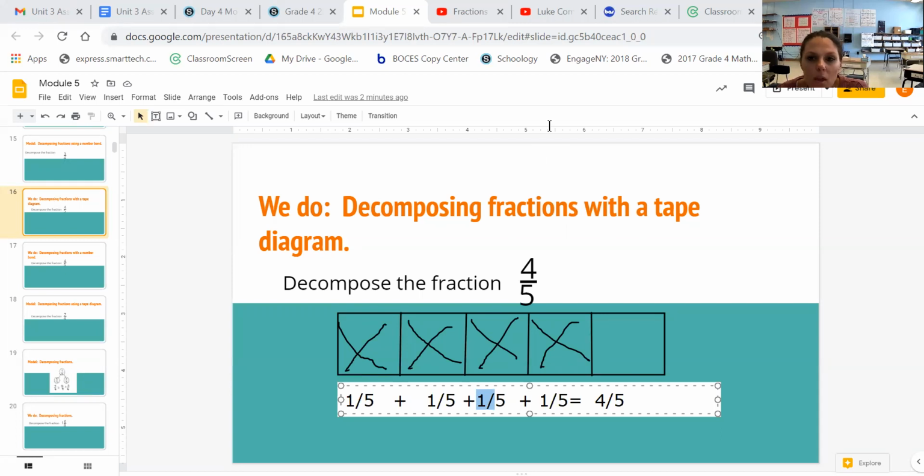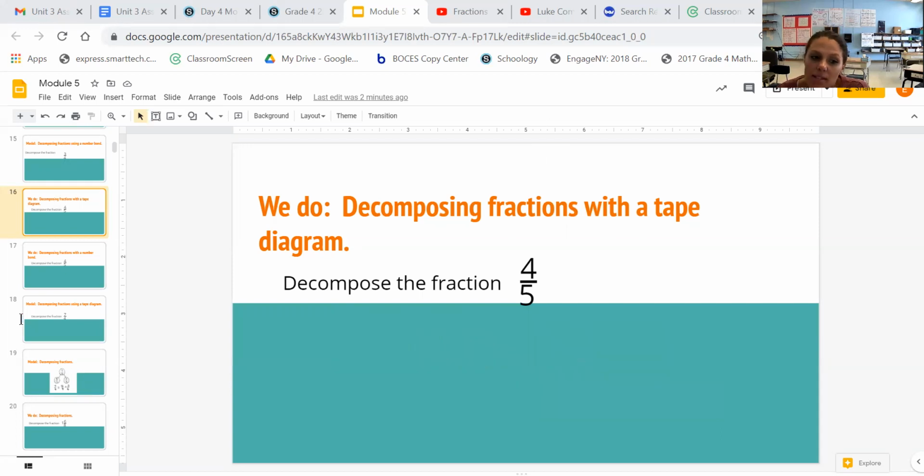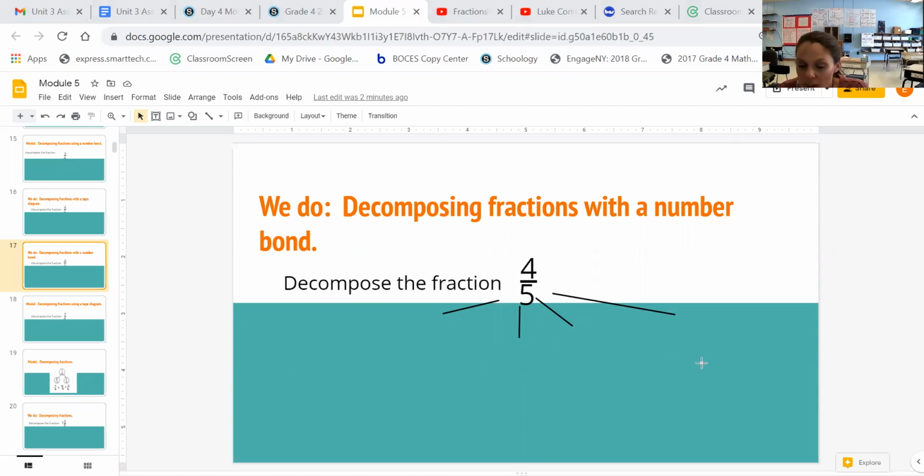Okay? We're now going to do a number bond with the same fraction. Remember, there's different ways we can break it apart. For example, you could just do the unit fraction 4 times. 1/5 plus 1/5 plus 1/5 plus 1/5. I just did that one for you, so I want you to do a different way you could decompose this using a number bond. A different way you can get to 4/5. Pause your video and try it out.